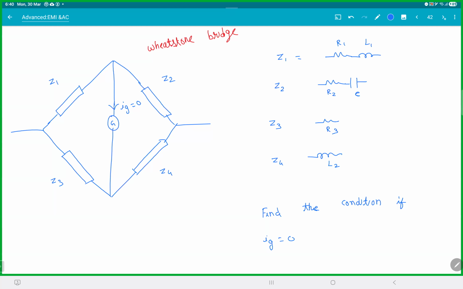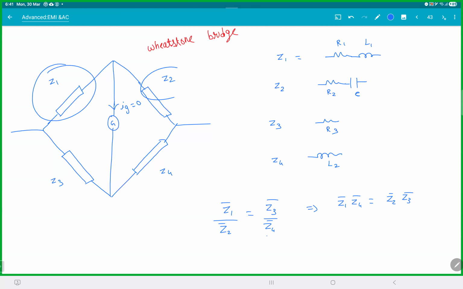But I hope you got the idea, right? So what we do for a Wheatstone bridge, since Ig is 0, the bridge is balanced. The condition here should be Z1 bar by Z2 bar is equal to Z3 bar by Z4 bar. So basically Z1 bar Z4 bar is equal to Z2 bar Z3 bar. So this by this must be equal to this by this. If you satisfy this condition, again, be careful. This should be complex number multiplications. That is the only idea there.